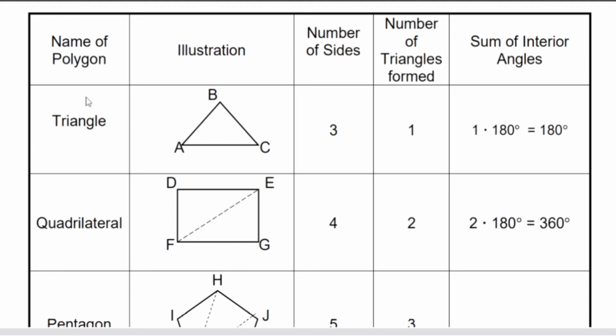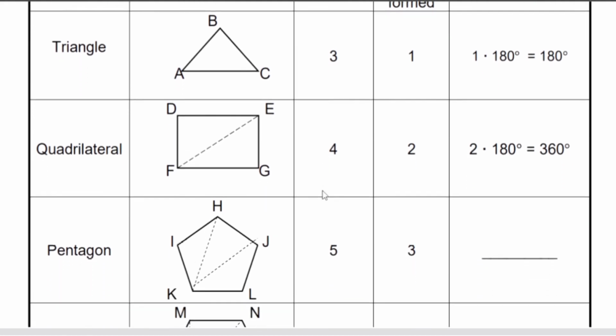Let us have first the triangle. So this is again the illustration. The number of sides is 3 and the number of triangles formed is 1. And then the sum of the interior angles is 1 times 180 degrees, which is equal to 180 degrees. So here, you will just multiply the number of triangles formed by 180 degrees. And that is the sum of the interior angles.